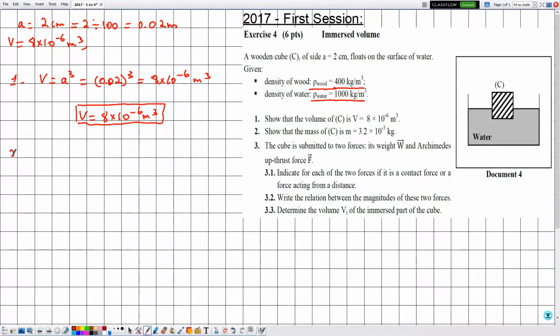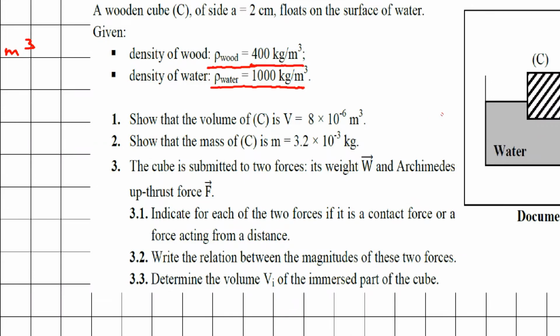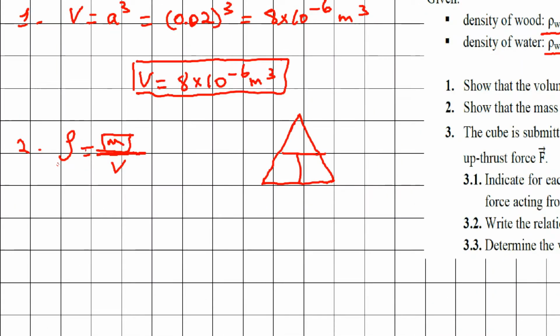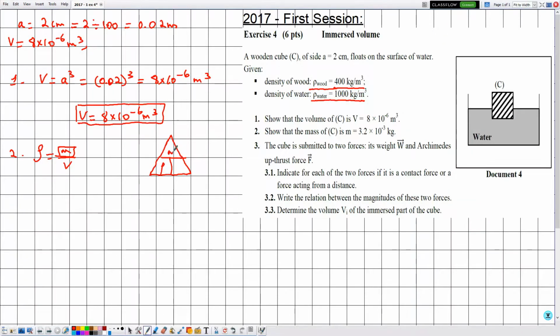Now number 2, show that the mass of C is M equal to 3.2 times 10 to the power minus 3 kilograms, knowing that we have the density and we have the volume. The density, the mass, and the volume are related via the following formula: the density is given by mass divided by the volume. Constructing the triangle of this formula, because we have a division, rho will be at the bottom, M at the top, V here.